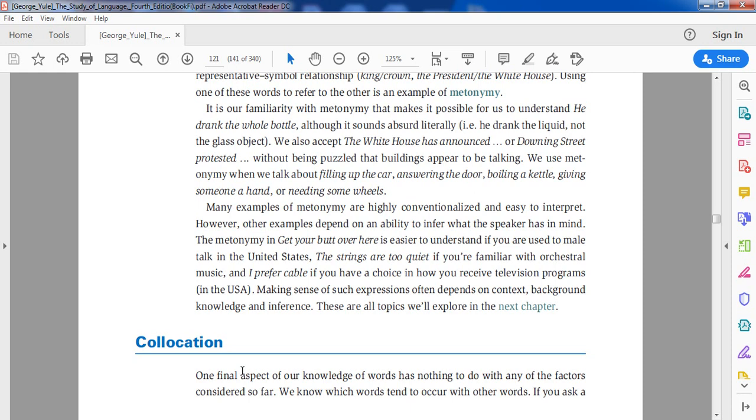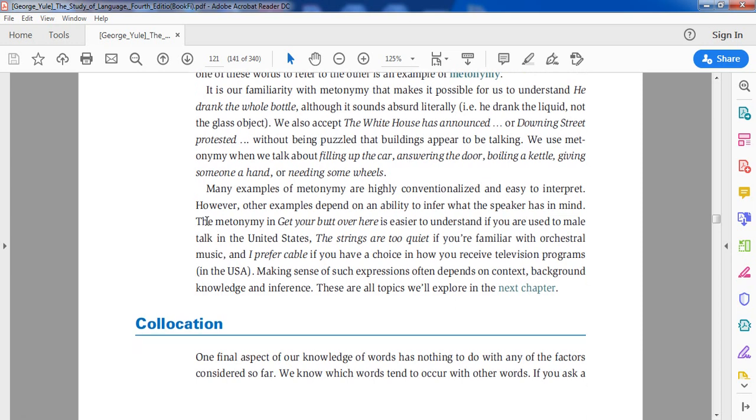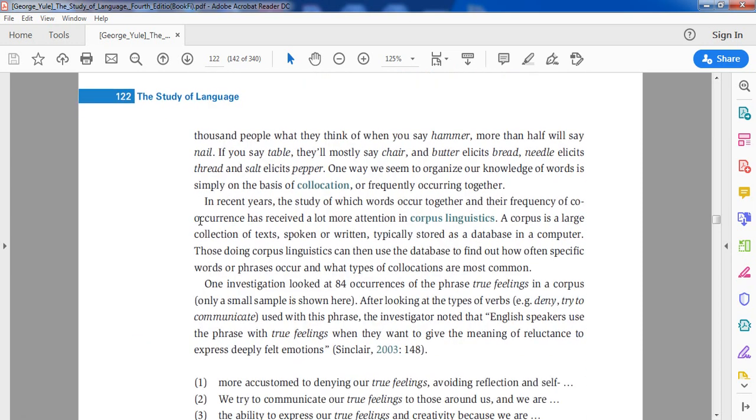So a word that usually comes with another word. So, two words frequently occurring together. Actually, this is the simplest definition for collocation. For example, here, hammer, nail. مطرقة والمسمار. Once you hear hammer, you will think of a nail.